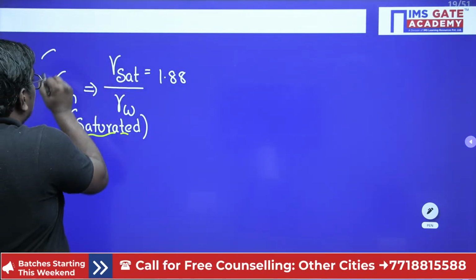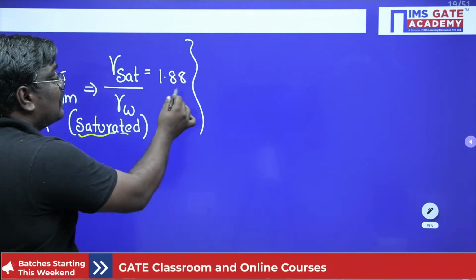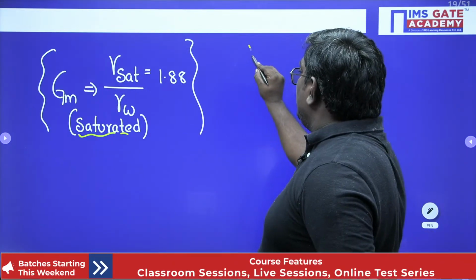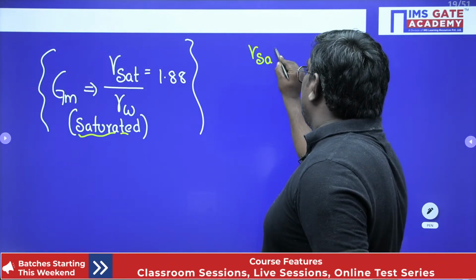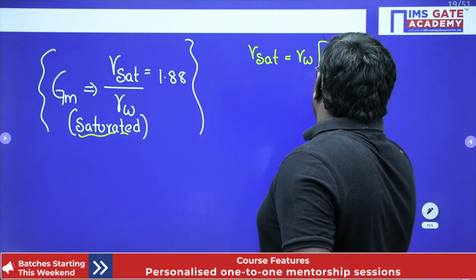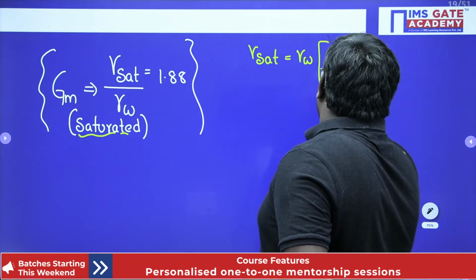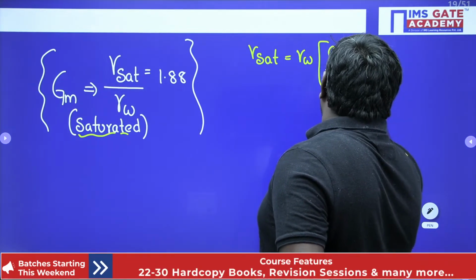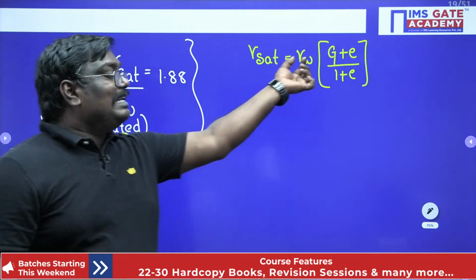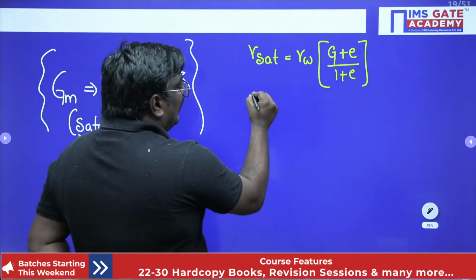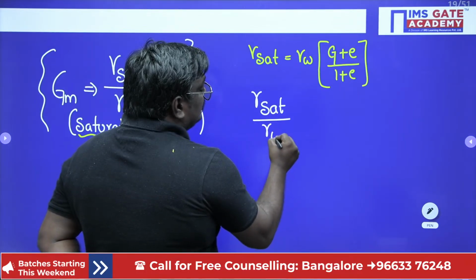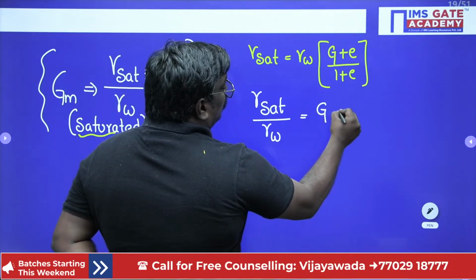So here the mass specific gravity of the soil is given as gamma sat upon gamma W is 1.88. You know, my dear students, the saturated unit weight is given by the formula gamma sat is equal to gamma W into (G plus e) upon (1 plus e). Here G is the specific gravity and e is the void ratio. So I can write gamma sat by gamma W is equal to (G plus e) upon (1 plus e).